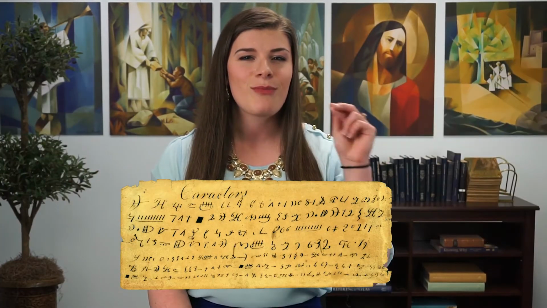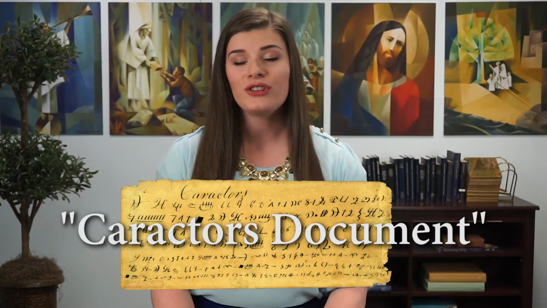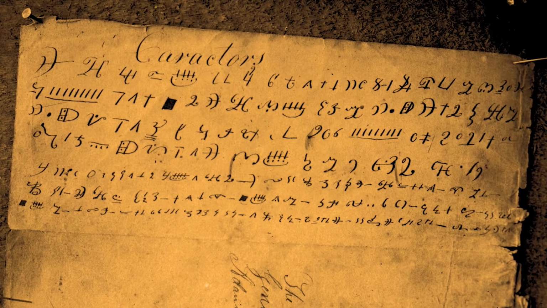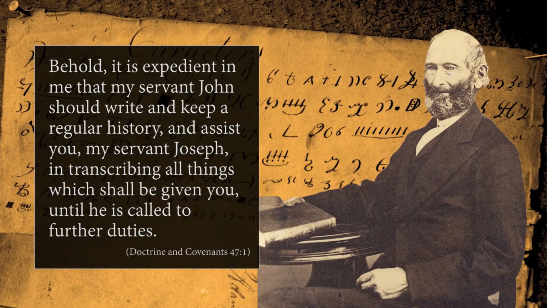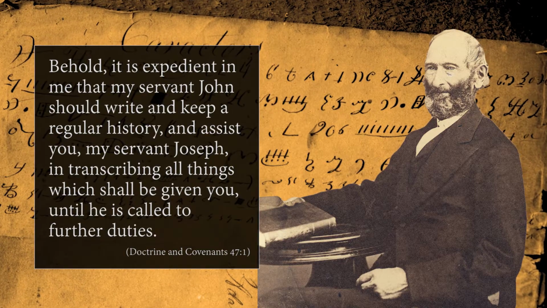One of the most important sources related to Martin Harris's visit and consultation with scholars Samuel Mitchill and Charles Anthon is a small piece of paper known today as the Caractors document, also known as the Anthon Transcript. This document was most likely created sometime between 1829 and 1831 by John Whitmer, who was called by revelation to be an early historian and recorder of the restored Church of Jesus Christ.